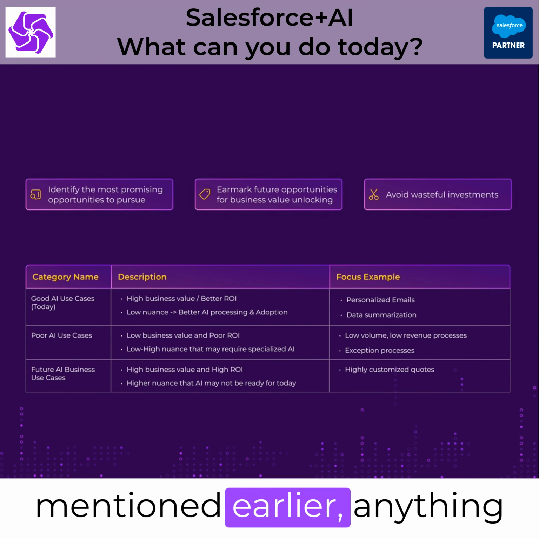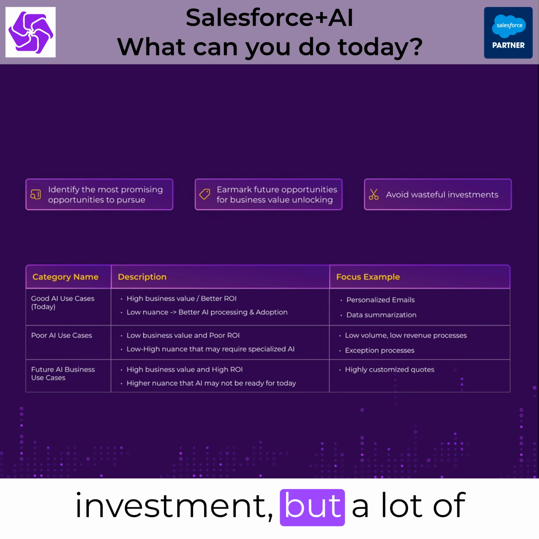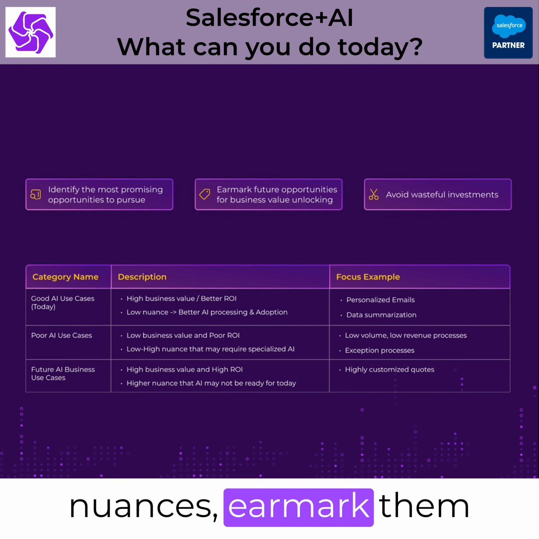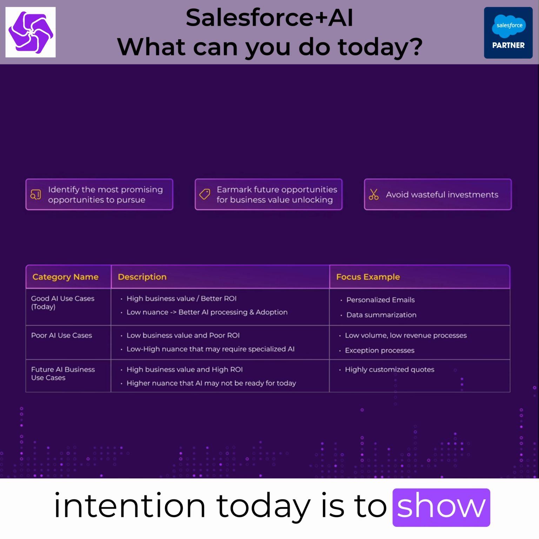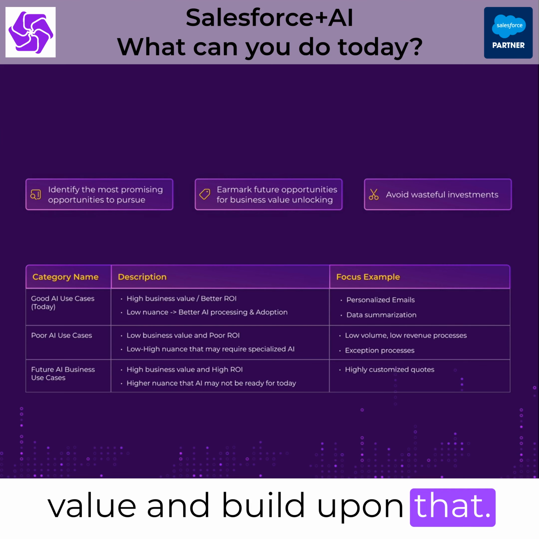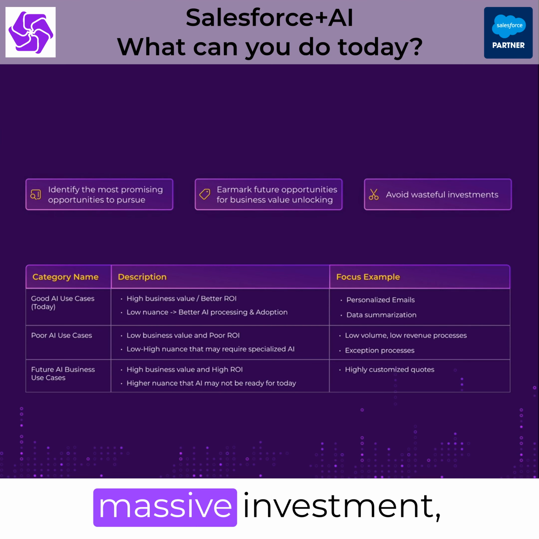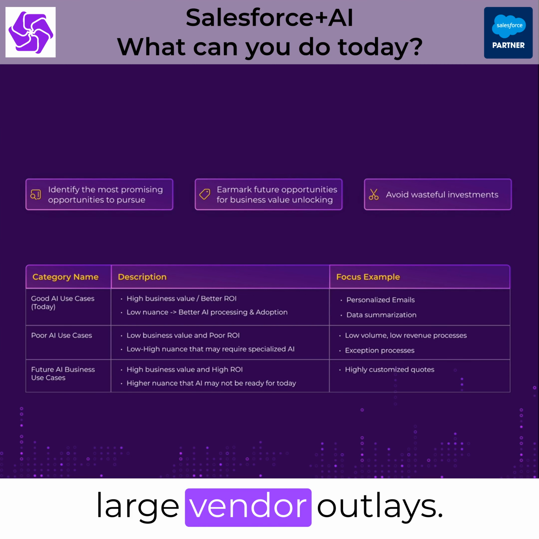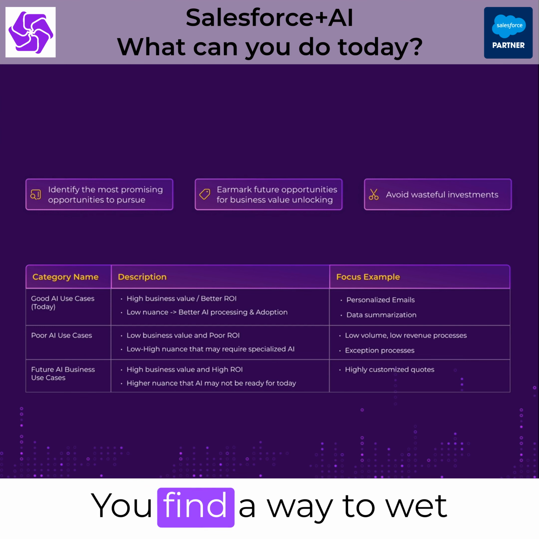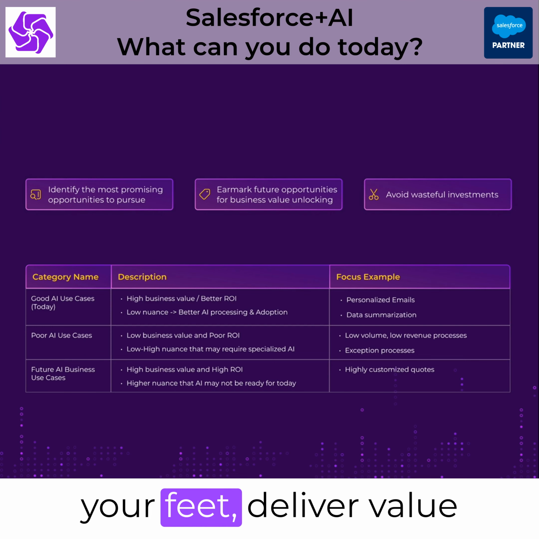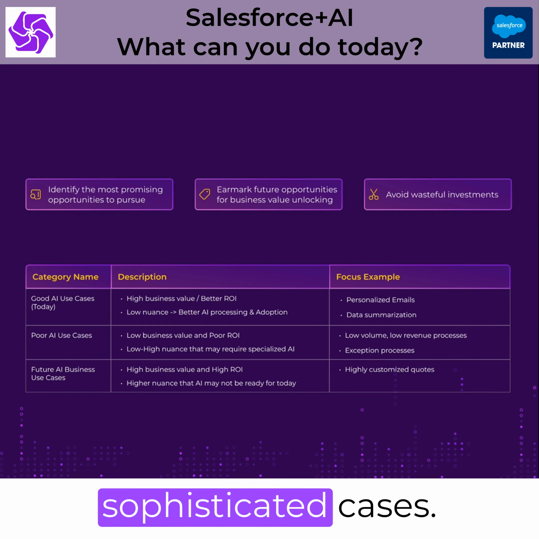And finally, as we mentioned earlier, anything that has high business value, great return on investment, but a lot of nuance, earmark it for the future, because the intention today is to show value and build upon that. Anything that requires training models, requires massive investments, large vendor outlays, those are things that you want to wait on. You find a way, wet your feet, deliver value to the business, and build upon that into super sophisticated cases.